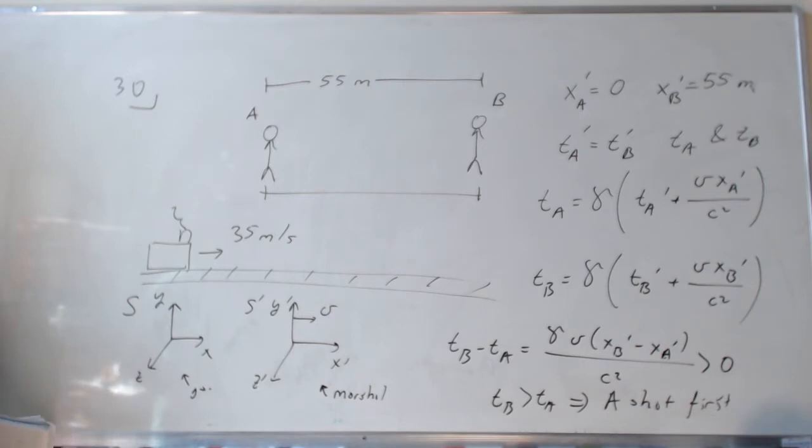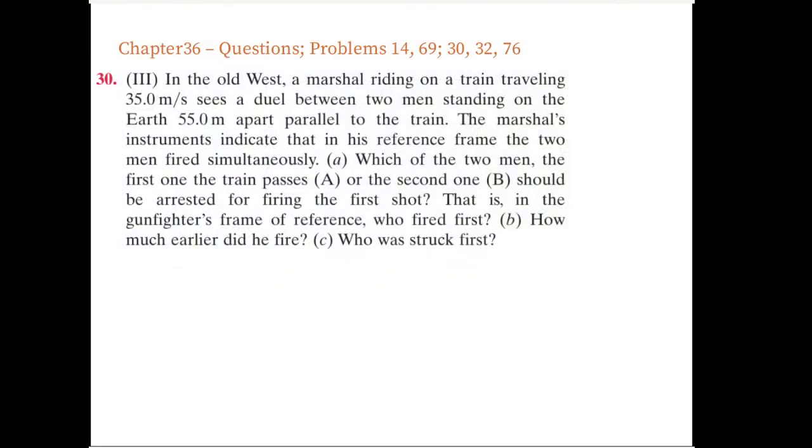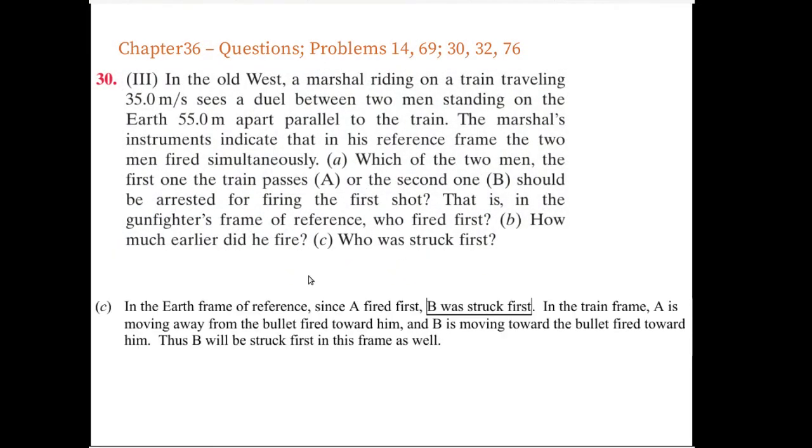And then for part C, they're asking who was struck first. There's a solution given in the solution manual, which I want to show you, which I accidentally already showed you. They say that in the Earth frame of reference, since A fired first, B was struck first. Yes, this is fine, I agree. In the train frame, A is moving away from the bullet fired toward him, and B is moving toward the bullet fired toward him. Thus, B will be struck first in this frame as well.